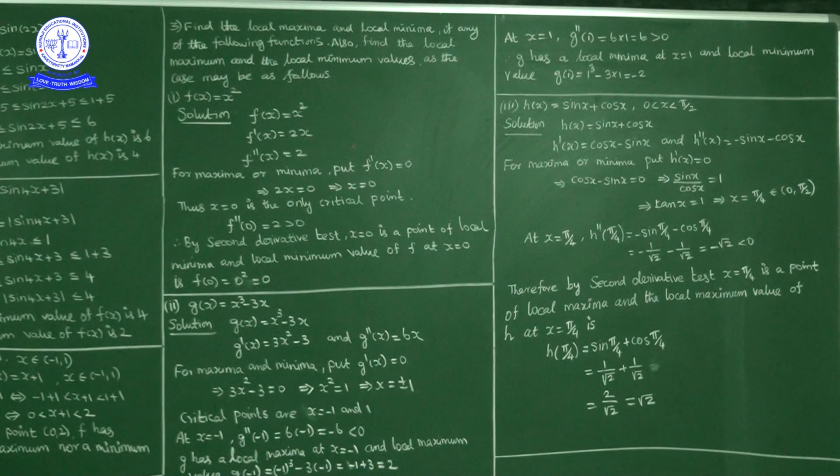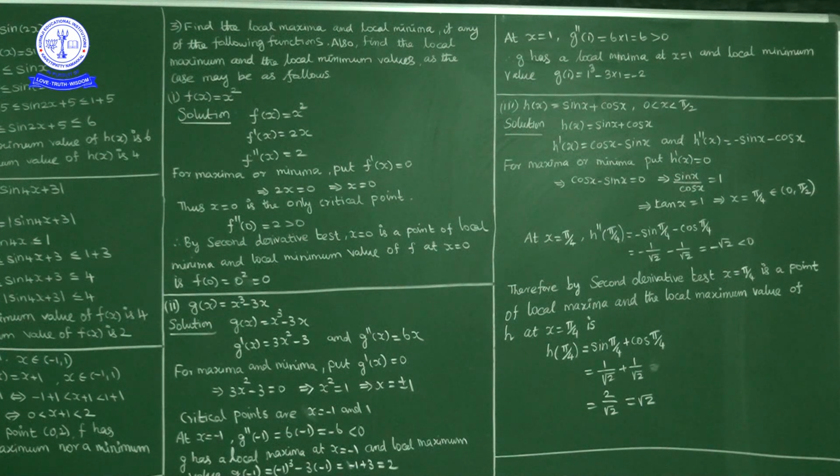We got x equals 0. Now check the sign of f double dash of x at the points where f dash of x equals 0. f double dash of x is 2, so f double dash of 0 is also 2, which is positive. So by the second derivative test, x equals 0 is the local minima, and the local minimum value is f of 0, which is 0.